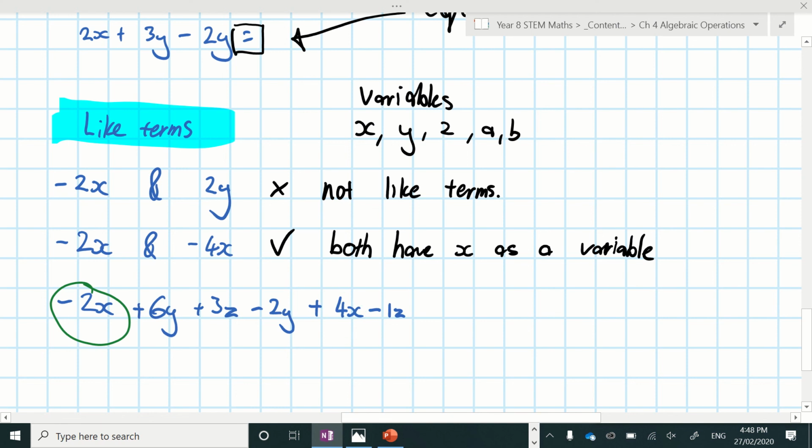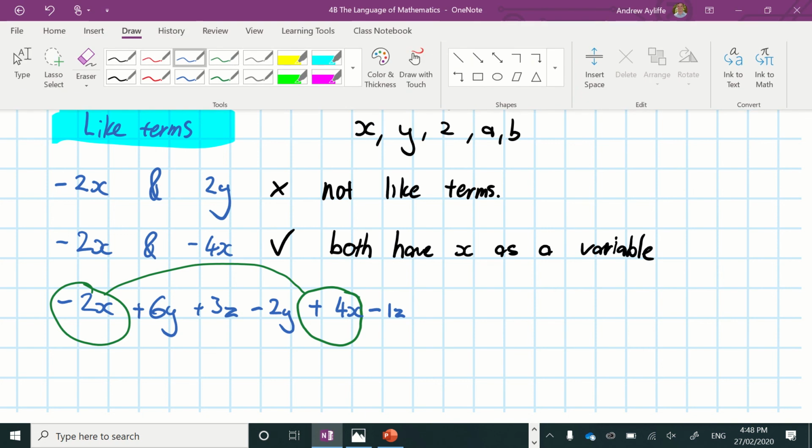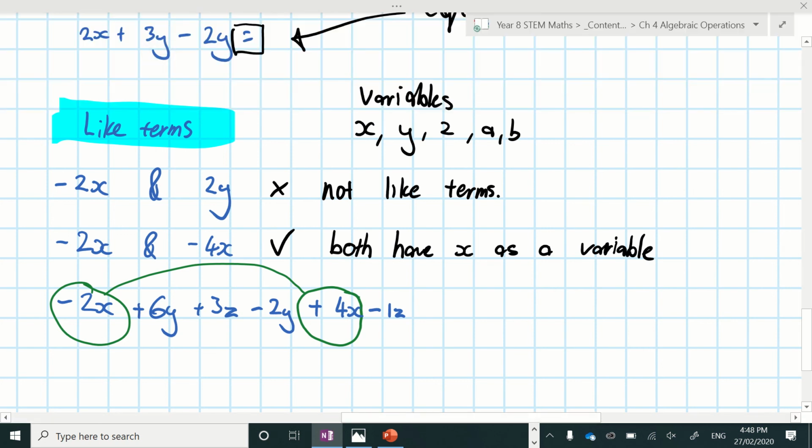Oopsie. And it's important to circle the operation in front of them, because that tells us whether that number is positive, such as the 4x, or negative, such as the negative 2x. So these two are like variables. And then we can move on, and we'll choose a different color. Maybe not blue, because we're already doing that. We'll do red. And then we'll start with the y's.